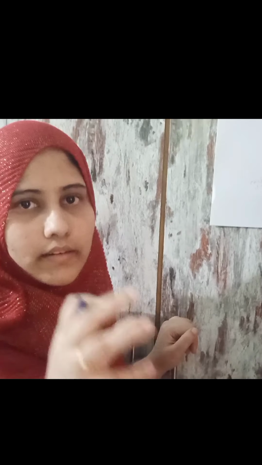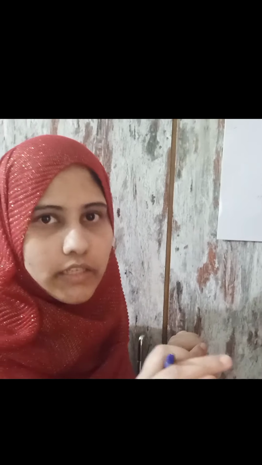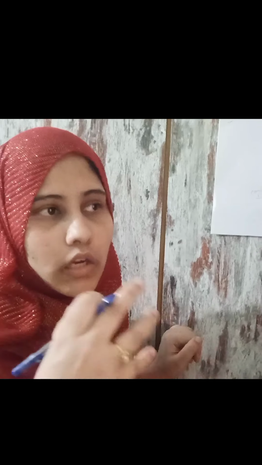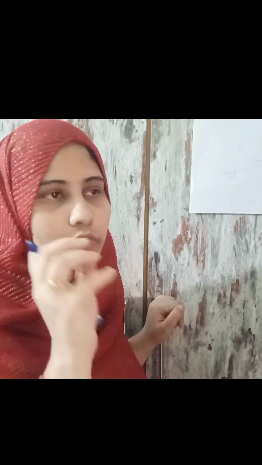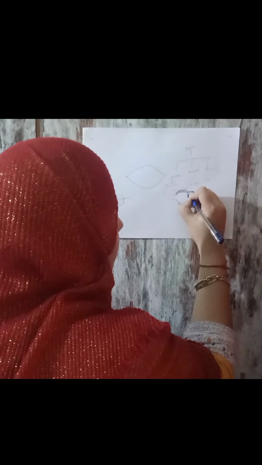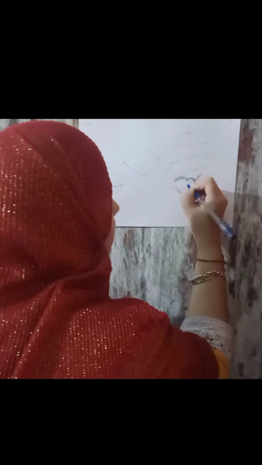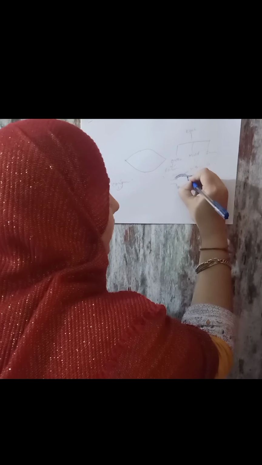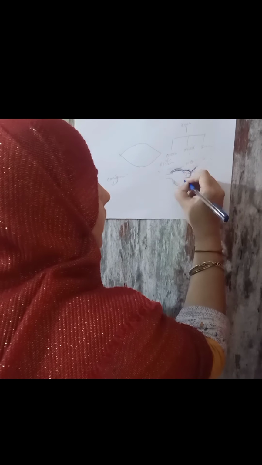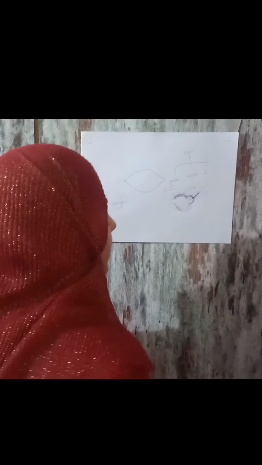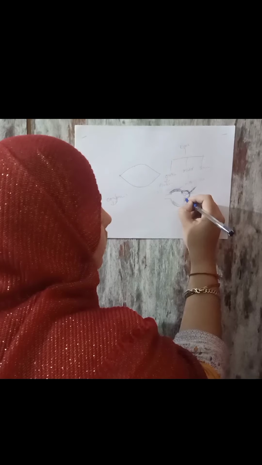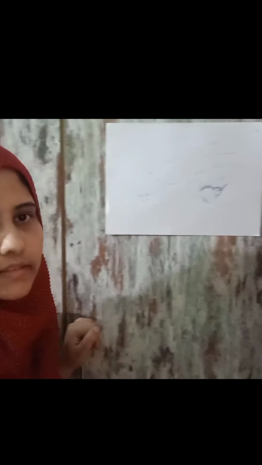Here is the process of contraction. What does the contraction do? Contraction adjusts the focus strength when we see distant or near objects. Now, this is the ciliary body. Forward to the ciliary body, we have a thin, tiny diaphragm that is called iris.